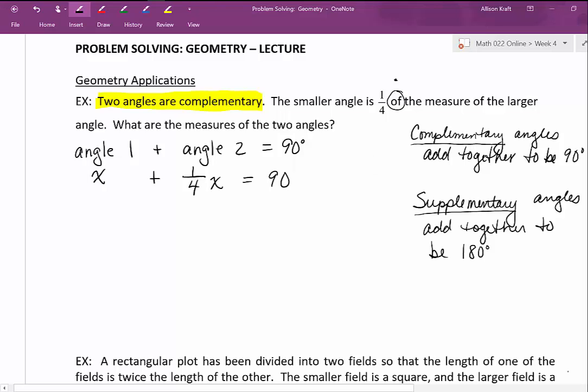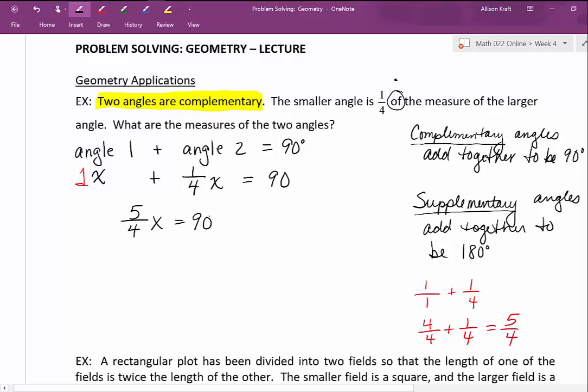Solving our equation, we see that we have like terms on the left-hand side. Remember, this is 1x plus 1/4 x. You'll need to get yourself a common denominator. When adding these fractions together, this becomes 4/4 plus 1/4, which gives us 5/4 x. 5/4 x is equal to 90.